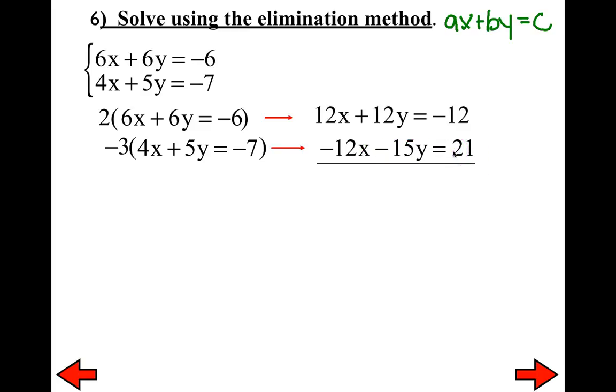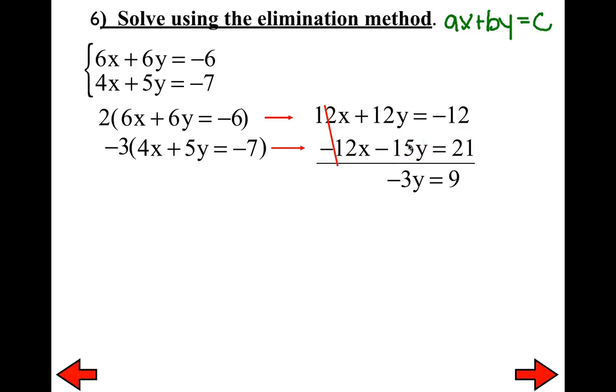Now, could there be differences? Absolutely. Some of you may have made the 2 negative and the 3 positive. That's also an option. And again, if you wanted to multiply by 4 up here and negative 6, that would work as well, but try to always keep your numbers as small as possible. Here my x's would cancel out, leaving me with negative 3y equals 9.